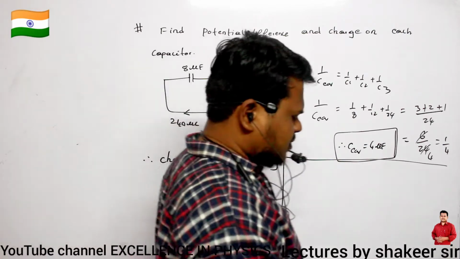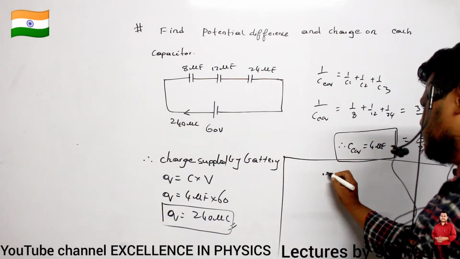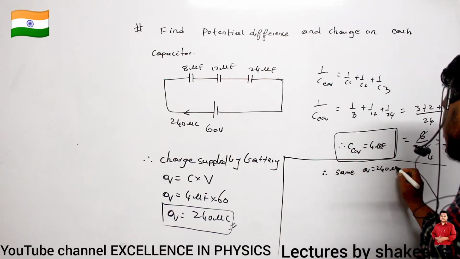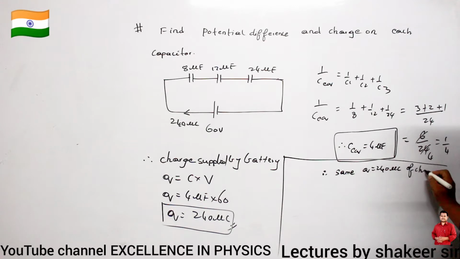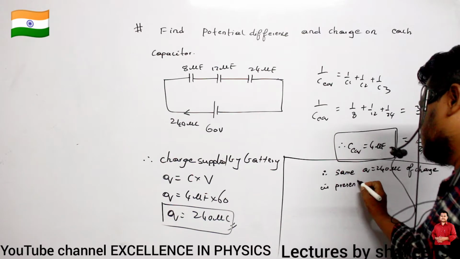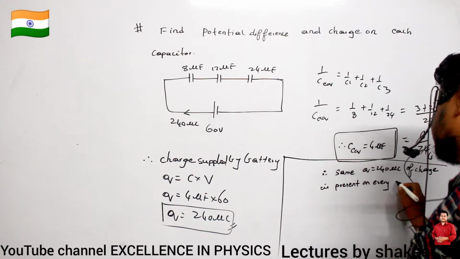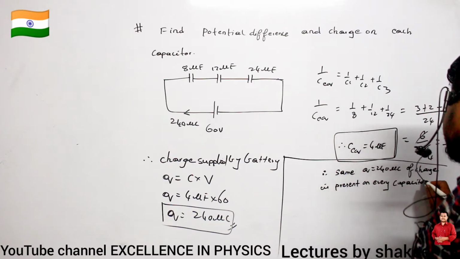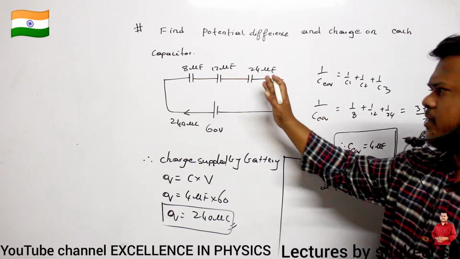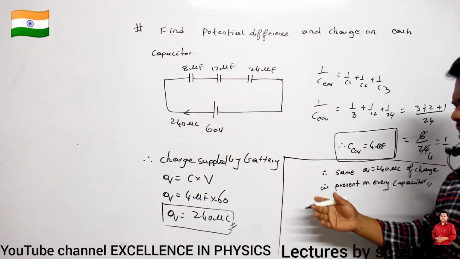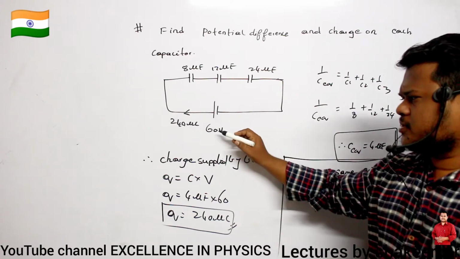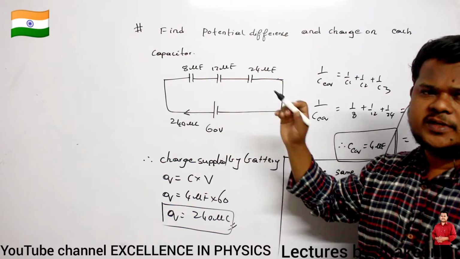So therefore here I will write, clear? The same Q, equal to 240 microcoulombs of charge, is present on every capacitor. Every capacitor has the same amount of charge. If the charge is present and their respective capacitances are also known, then very easily I can calculate the potential difference also. So this total 60 volts is being divided among these three capacitors.